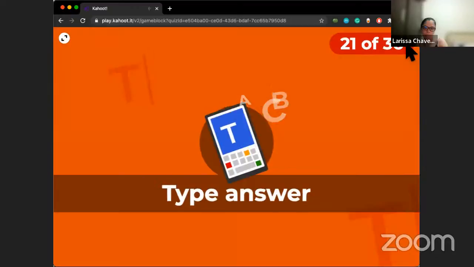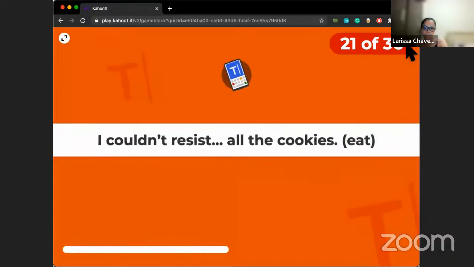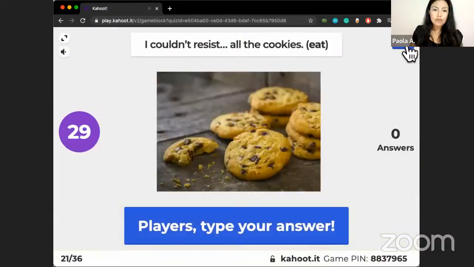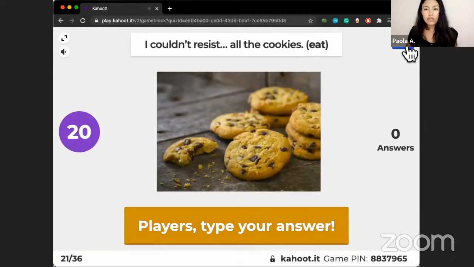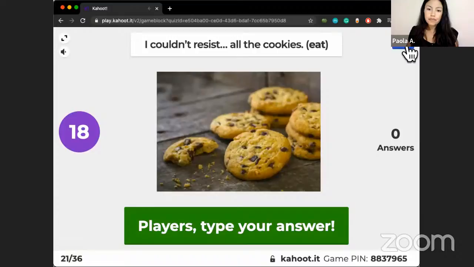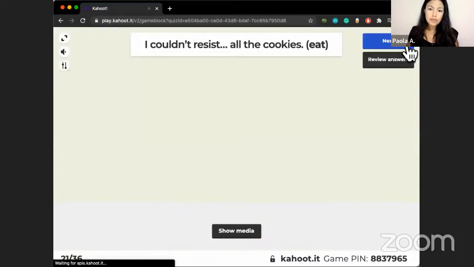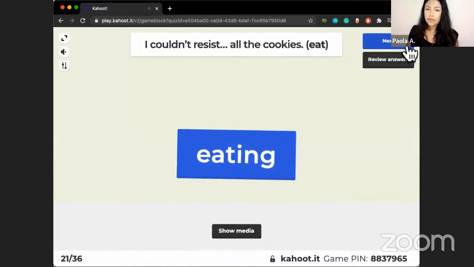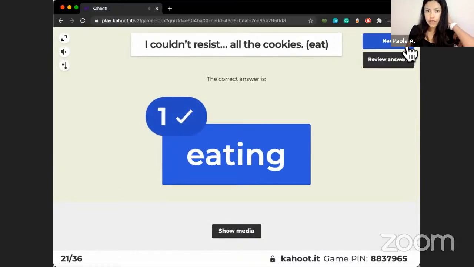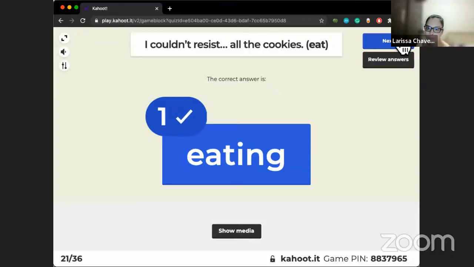After prefer, use. I couldn't resist. Eating, to eat. Correct. Let's read the sentence. I couldn't resist eating all the cookies. Good. Excellent. Very good.